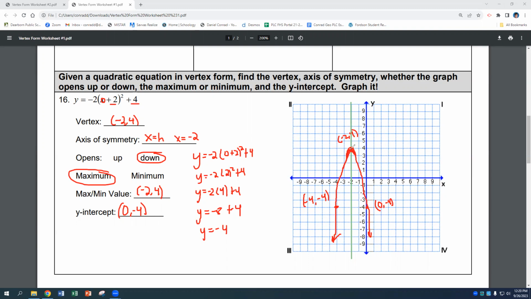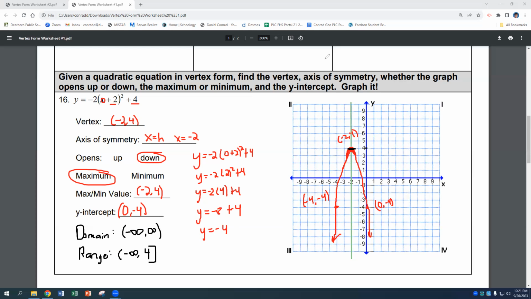If I wanted to add domain and range here, my domain is going to be all the way to the left, all the way to the right. So that's -infinity to +infinity. My range, the lowest I can go here is -infinity, and the highest I can go is going to be 4. And since I'm including that point, I'm going to put it as a bracket rather than a parenthesis.